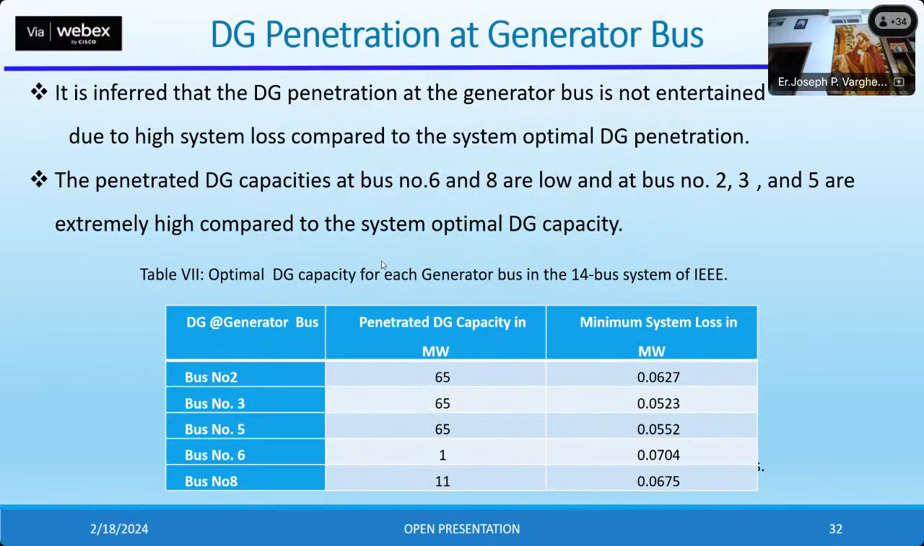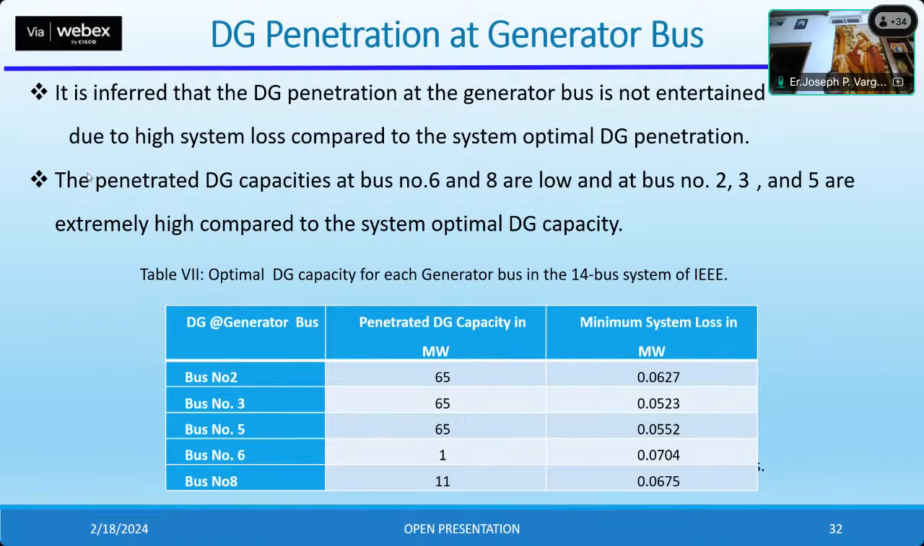Now, we have also conducted the simulation studies, and the software we have used for load flow analysis is for finding the effect of DG penetration at generator buses. I told you we have 5 buses in the system. When we place the DGs at the generator buses, we found that the system losses increased to a tremendous, very high value. And also the optimal value we obtained for bus number 6 and 18 is very low.